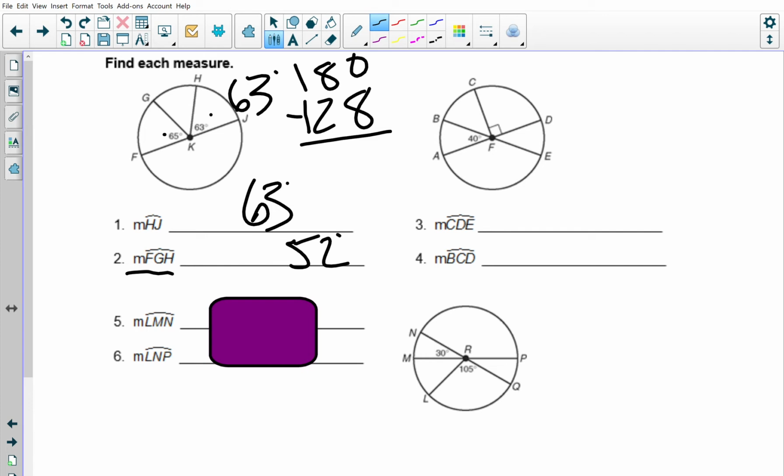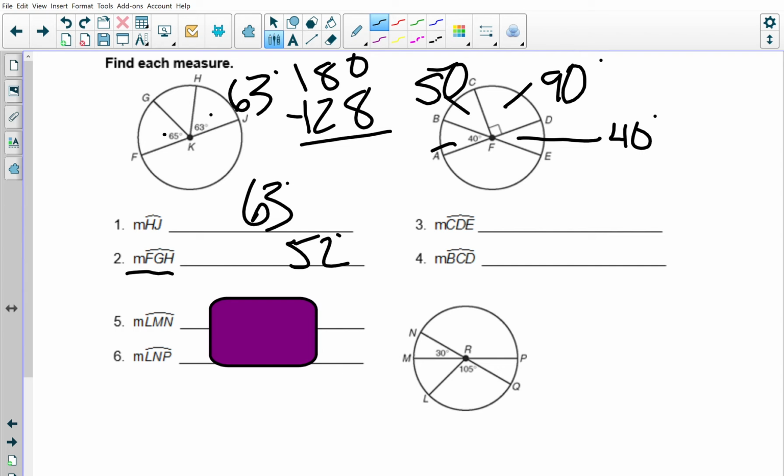Here we know vertical angles are preserved. So in there is 40 degrees. We know this is 90 degrees. So if that's 90 and that's 40, that's 130. 180 minus 130 means this has to be 50.